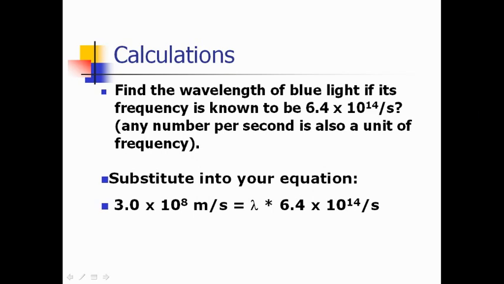And we can simply plug those pieces of information into our equation, substitute it in, okay, and then take 6.4 times 10 to the 14th per second, divide that on both sides to solve it, just like we would an algebra problem, and come up with the wavelength being 4.7 times 10 to the negative 7 meters. Okay.